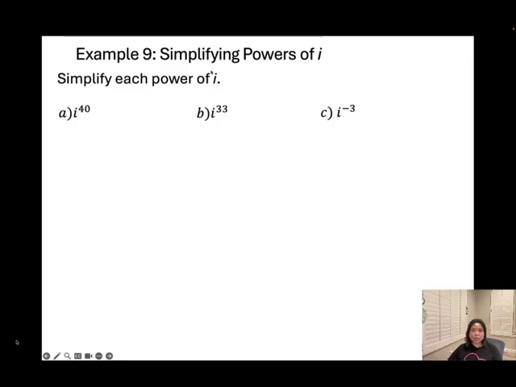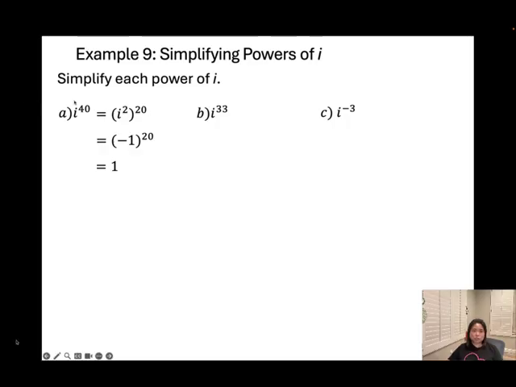Okay, example 9. Simplify each power of i. When you have an exponent that is an even number, it can be divided by 2. So what you're going to do is put i squared to the power 20, since 2 times 20 is equal to 40. And you know what i squared is, right? i squared equals negative 1. So negative 1 to the power of 20 will be positive 1 here.